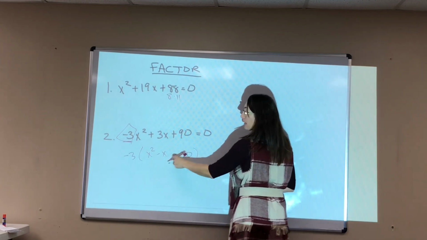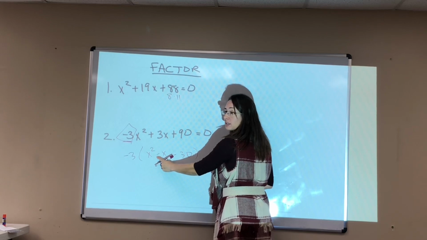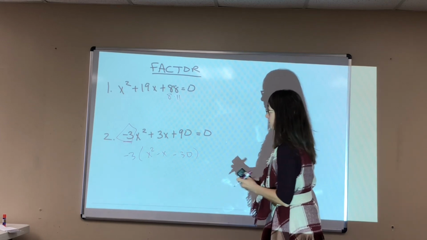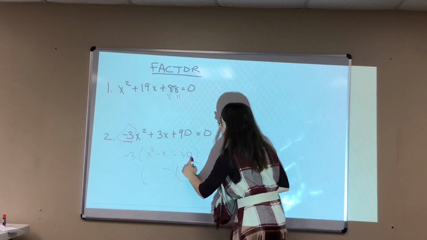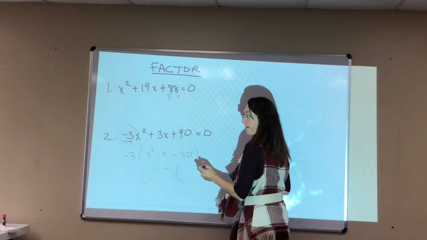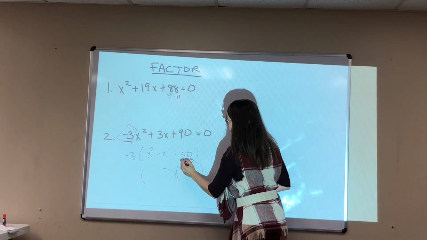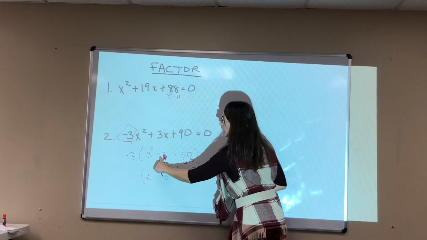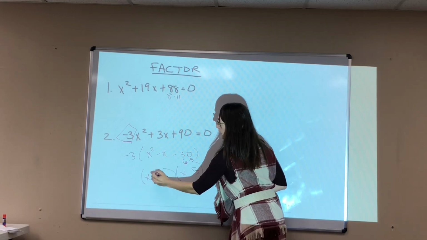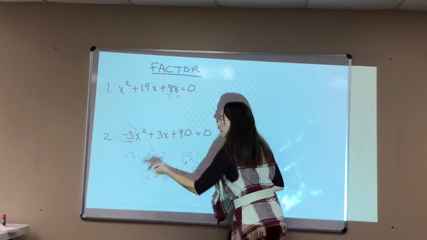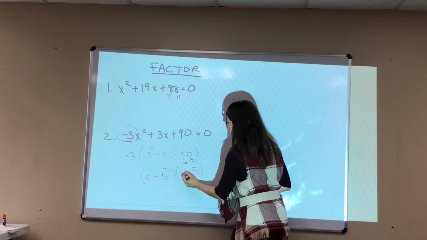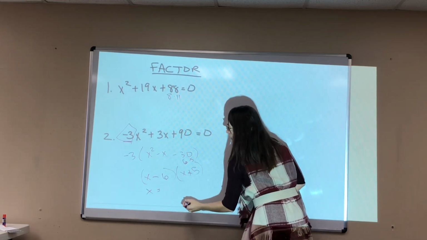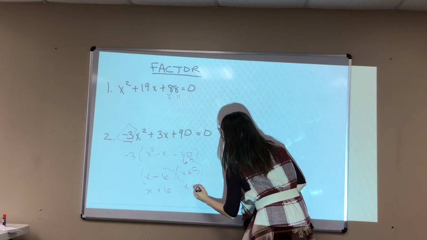Right? And the biggest number gets the negative sign. Okay. What factors of 30 subtract to be 1? 6 and 5. So we're going to put 6 and 5 in. The biggest number gets the negative, and because it's subtracted, that means they have to be different, opposite signs. So what are our solutions? x equals positive 6, and x equals negative 5.